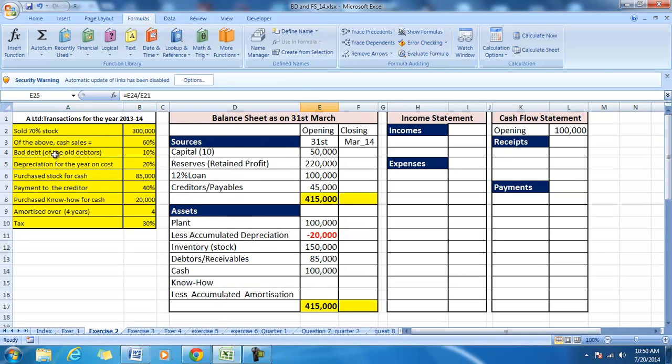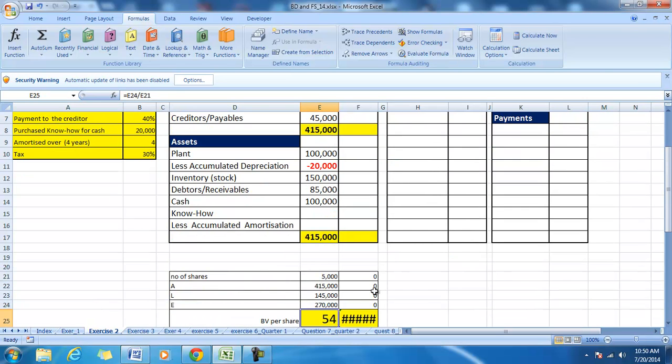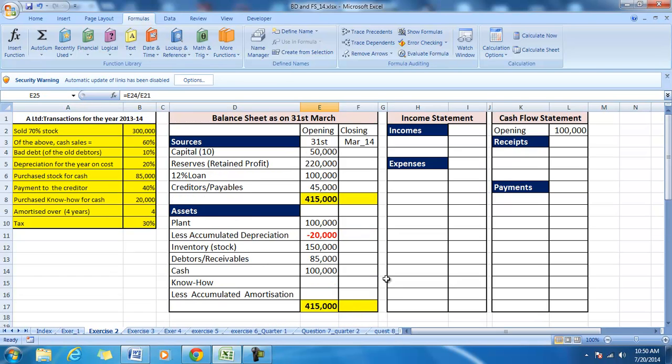Now what we will try to see is, with these transactions, the new book value may be less than 54 or more than 54 because of the profits and the losses that the company will make during this accounting period. So let us see the transactions. The opening balance sheet is there, so there is an opening cash in hand. With this cash we will try to find out what will be the closing cash in hand after these transactions. So, sold 70% of this stock.